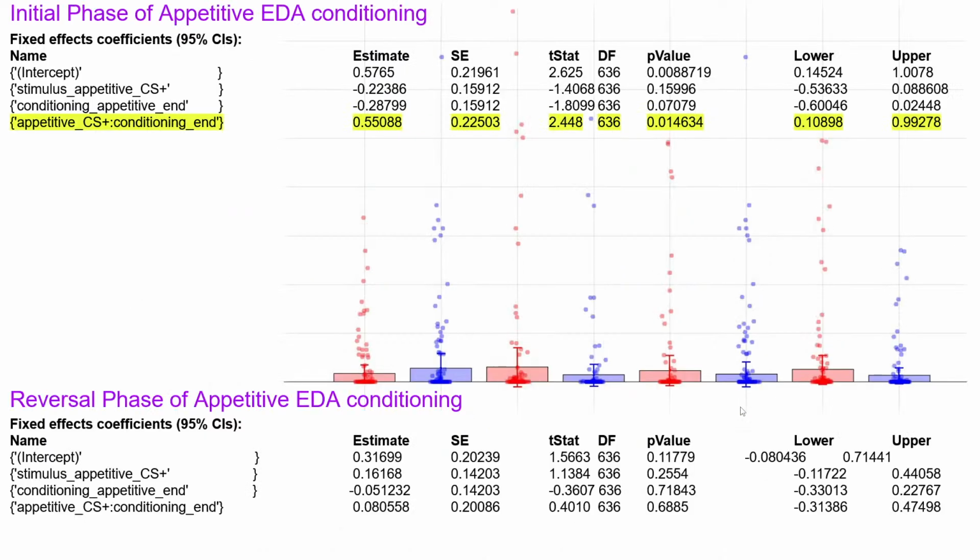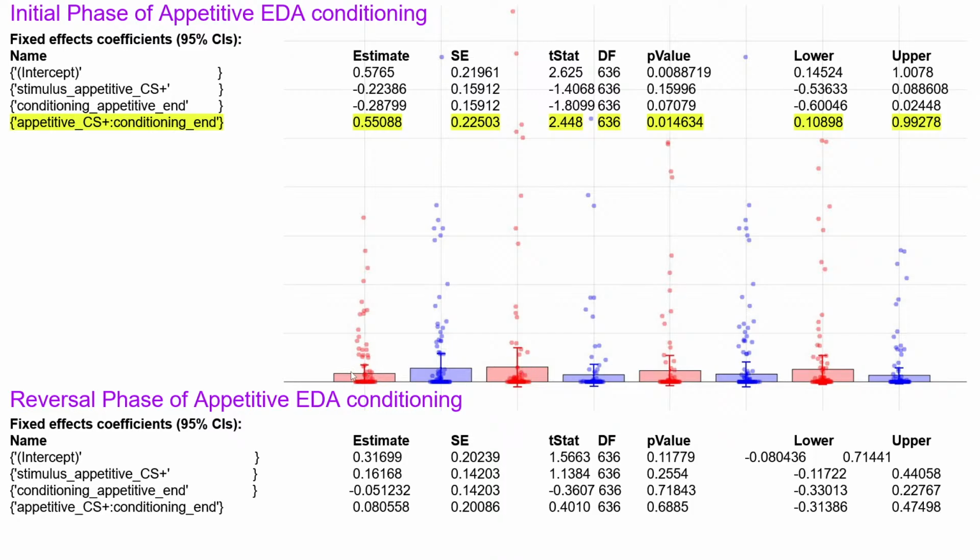When analyzed separately, initial and reversal, we can say that there are no significant conditioning effects. There are not even trend-like effects for the reversal phase, but for the initial phase there is a conditioning effect in the last part of the trial.